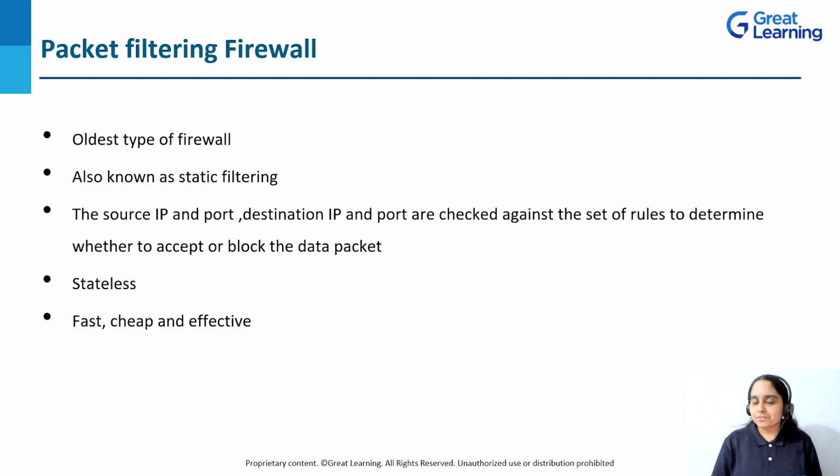The fourth type of firewall is packet filtering firewall. It is one of the oldest types of firewall. It is also known as static filtering. This operates at the network layer of the OSI model. Packet filtering firewall is considered to be stateless, as the source and destination IP addresses and port numbers are verified to block or accept the data packet. Packet filtering firewall is fast, cheap, and effective.